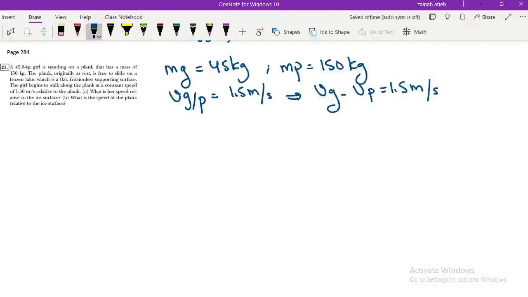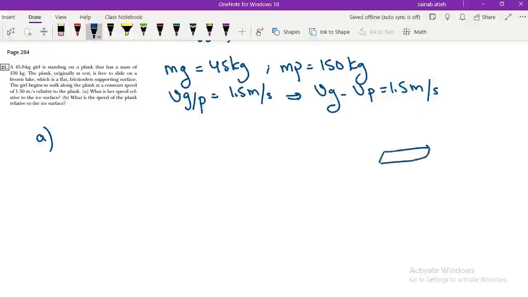In part A, he says, what is her speed relative to the ice surface? We have to find the speed of the girl with respect to an observer sitting aside, a real observer, not with respect to the plank, but with respect to the ice surface, with respect to the earth. So in part A, we have to find the real speed of the girl with respect to the earth. How to find the speed of the girl? We have to apply the conservation of linear momentum. I will draw a figure.